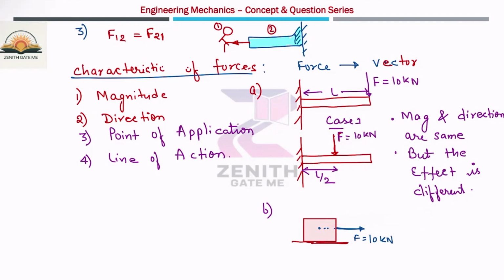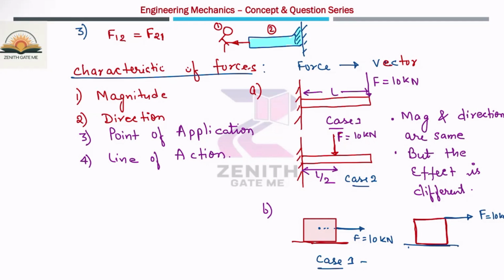But if I apply the same force along a different line of action, that means the force is not passing through the center of mass, then the effect will be different. In this case, case number 1, the body is in translation. Now in the second case, if the force is acting at this edge or this corner, let us suppose the same force, 10 kilonewton, which I am applying, then what will happen to this particular body?